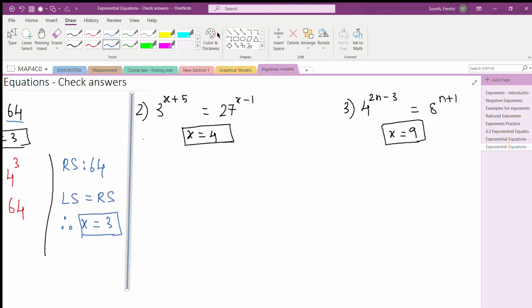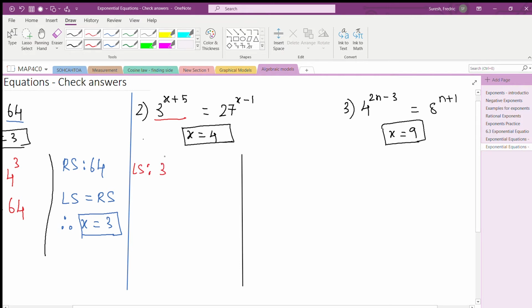Okay, so again, for solving number 2, I'm going to divide the space into left side and right side. From my left side, I take this. So my left side is 3 to the power of x plus 5. And I'm going to substitute the x, which is 4 plus 5, and that is 3 to the power of 9.